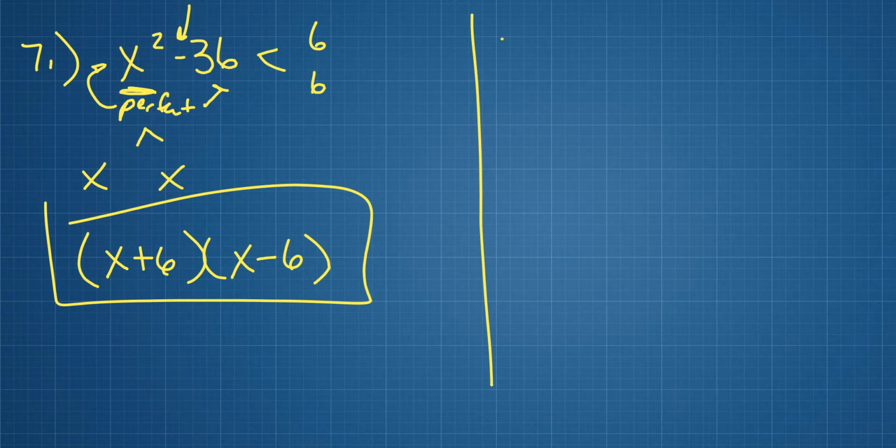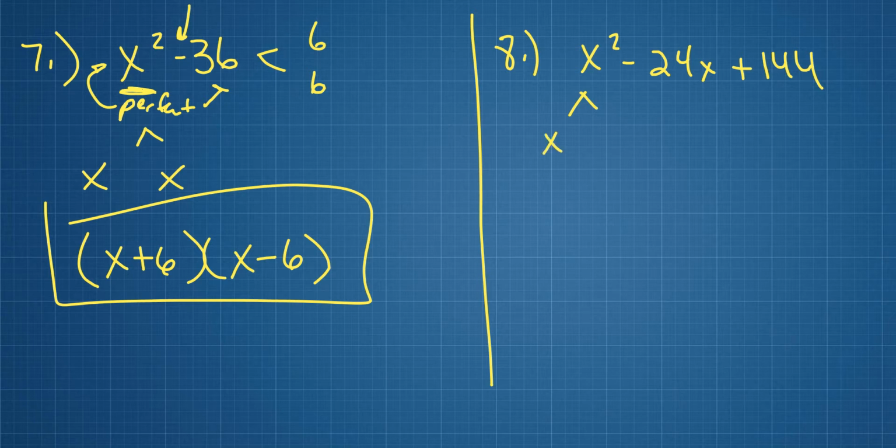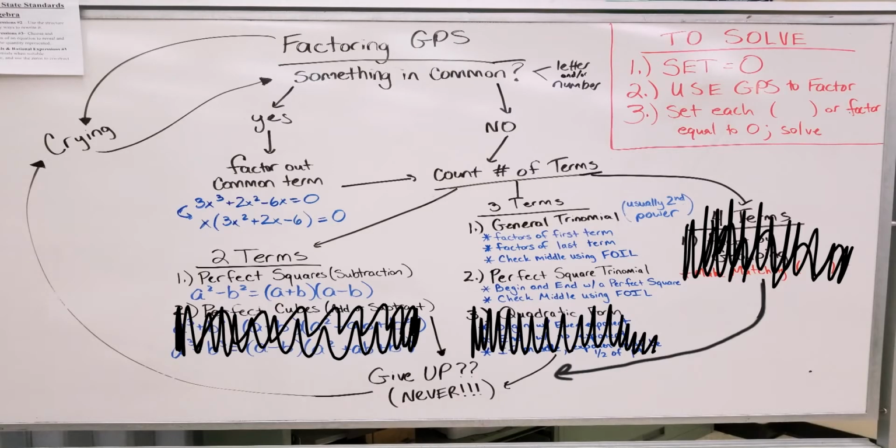Number 8: x squared minus 24x plus 144. Now, guys, with number 8, remember, there's nothing in common between all 3, so I say x and x. Now, I'm going to start with 12 and 12 because 144 is a perfect square. That's me using the perfect square trinomial. So I'm using this one right here.